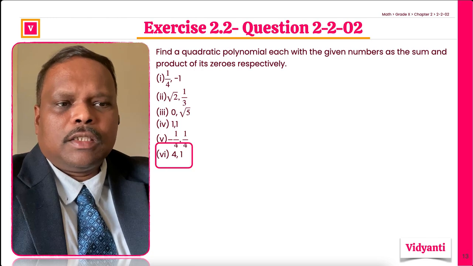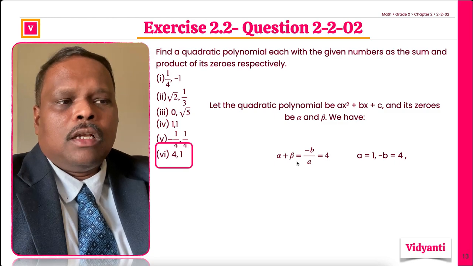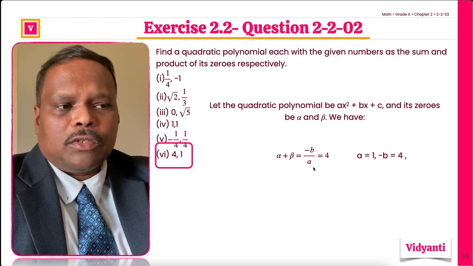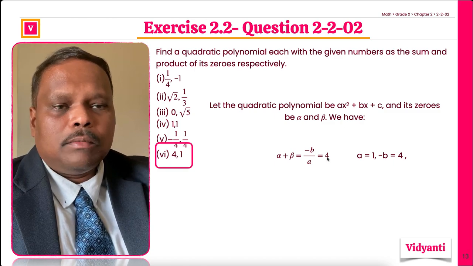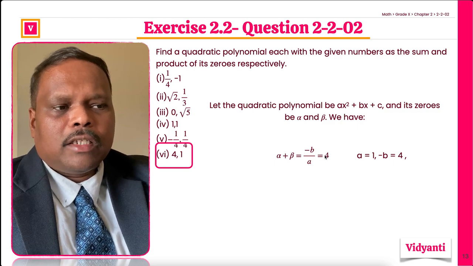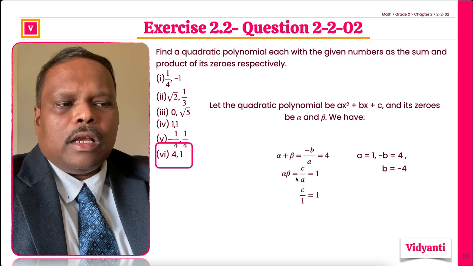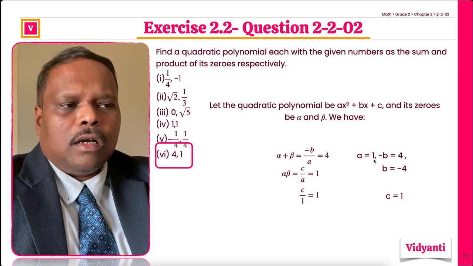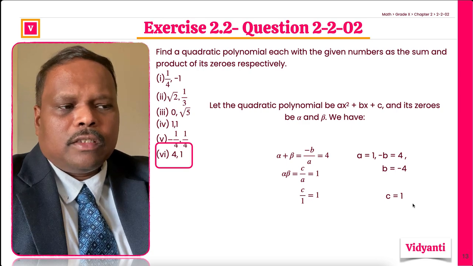And the last question is 4 comma 1. So again, same information. Sum is negative b upon a, which is 4. A, now if there is nothing below 4, that means it is 4 upon 1. So we can assume a as 1. So if denominator is denominator, then numerator will be numerator. Minus b will be 4. So b is equal to negative 4. That will make a as 1, b as minus 4. If you substitute that in the second equation, c will become 1.